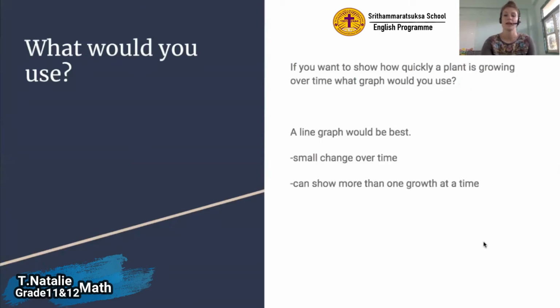If you said a line graph, you are correct. A scatter plot also wouldn't be a bad idea if you were comparing a lot of plants. But we would not want to use a bar graph because plants don't grow that quickly, so it wouldn't show that much change. Because there is small change over time, we would want to use a line graph, and it's also nice that it can show the growth of more than one plant at a time.